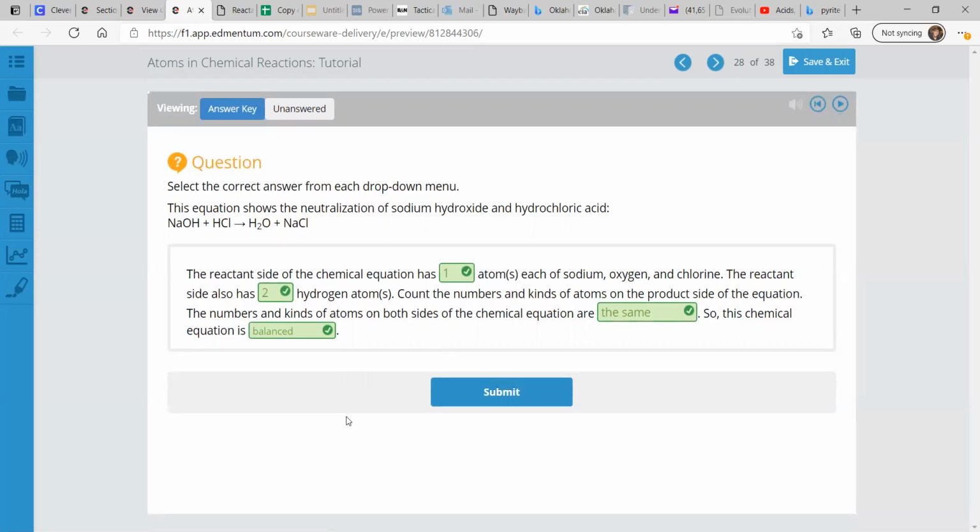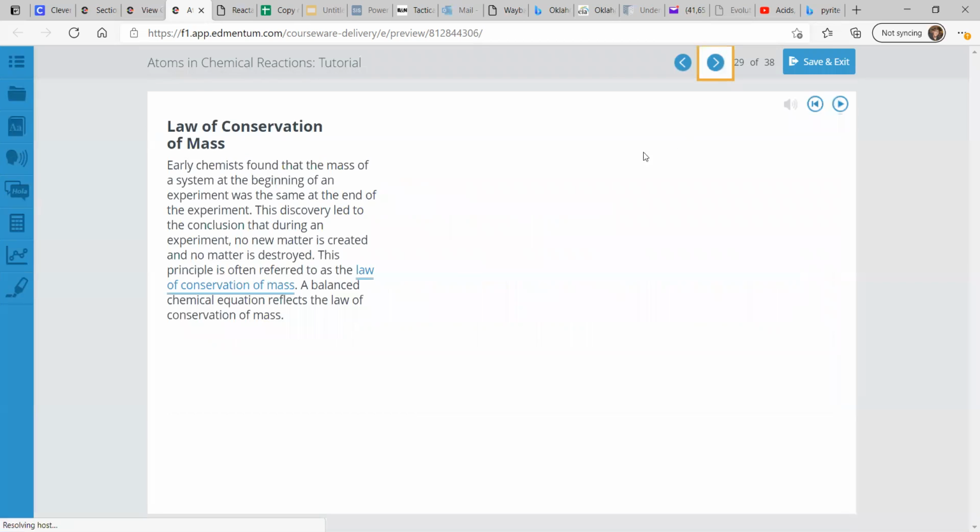And then count the numbers and kinds of atoms on the product side of the equation. The numbers and kinds of atoms on both sides of the chemical equation are the same, so that means it's balanced. So just to double check, you have 2 H's over here, 2 H's over here, 1 O over here, 1 O over here, 1 sodium, 1 chlorine, 1 chlorine atom. So you're good to go.